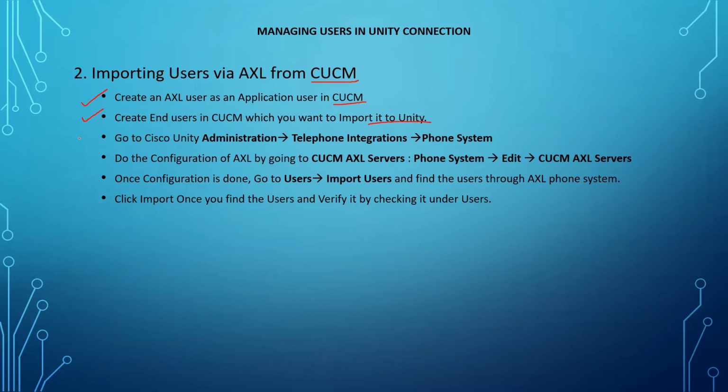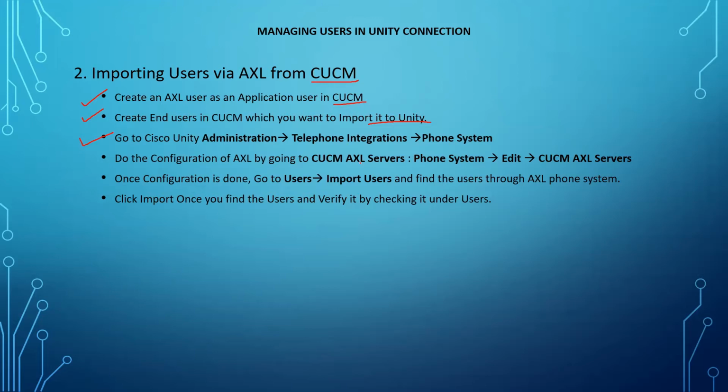Next step would be in the Cisco Unity administration. You need to go to Cisco Unity administration, go to telephony integrations and phone system. And by going to the phone system, you need to go to CUCM AXL servers and you need to add a few things there. Like you need to add the CUCM AXL server details with the port number and the IP address details. So you need to add these details, right?